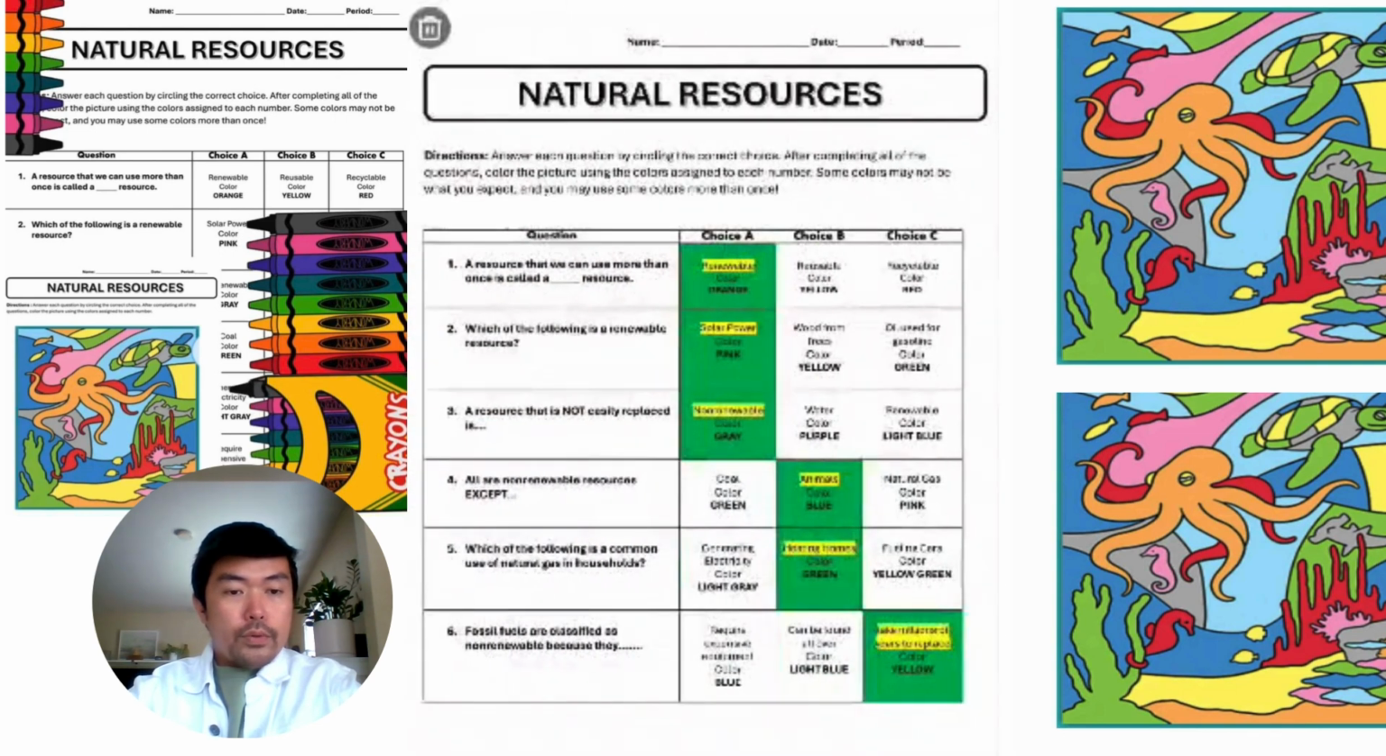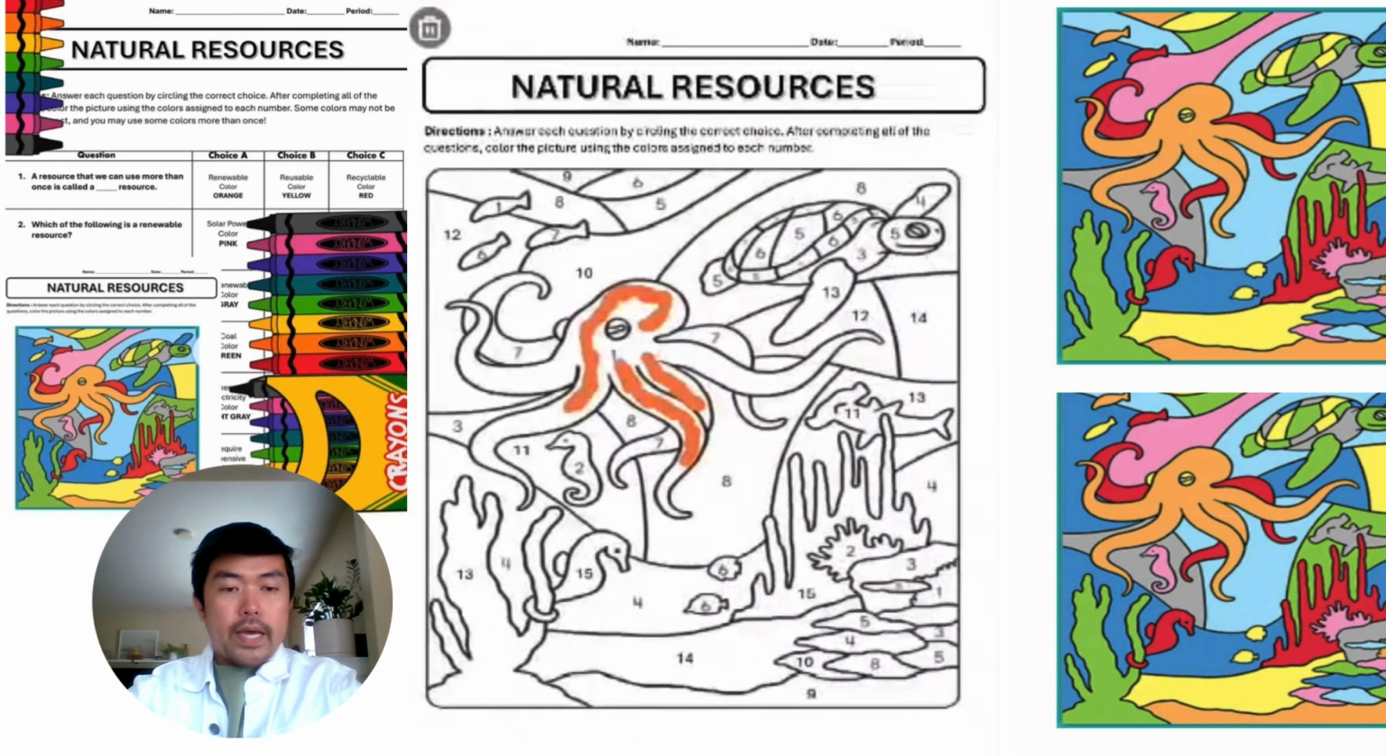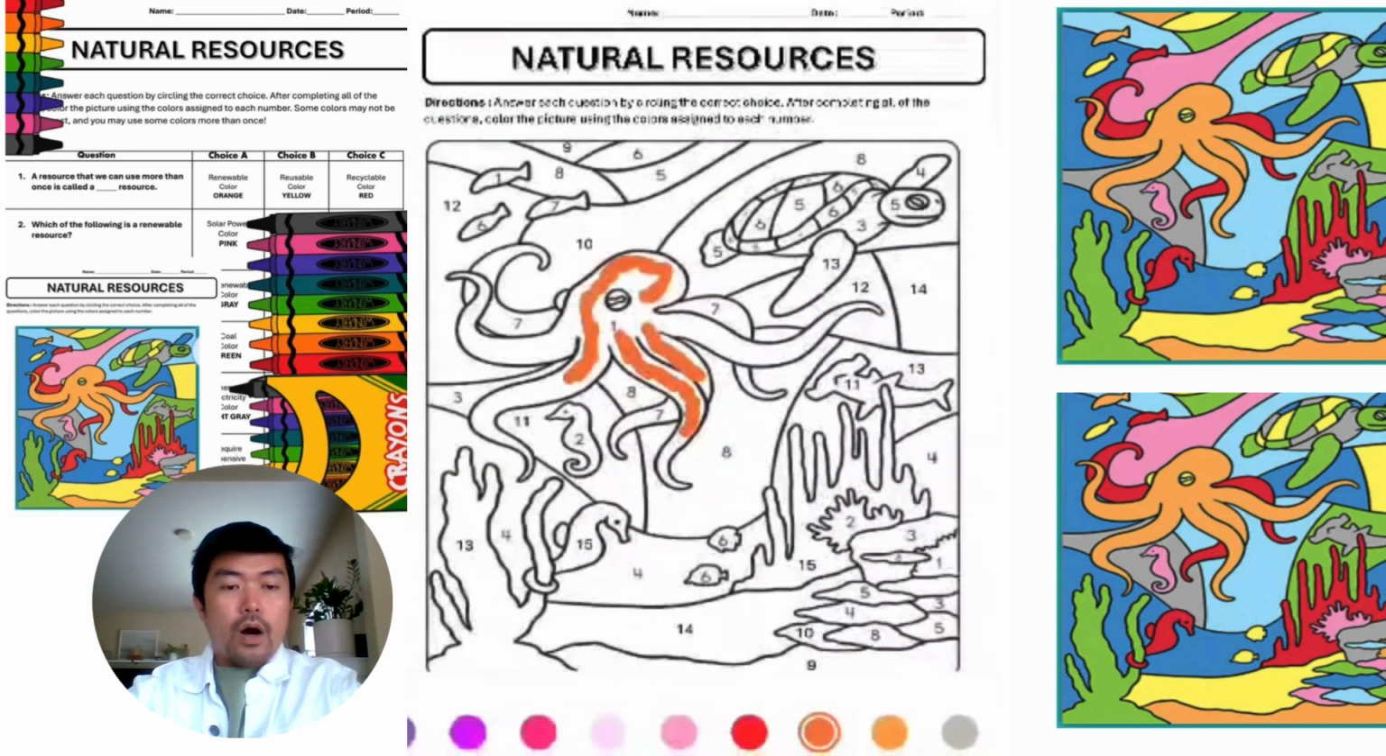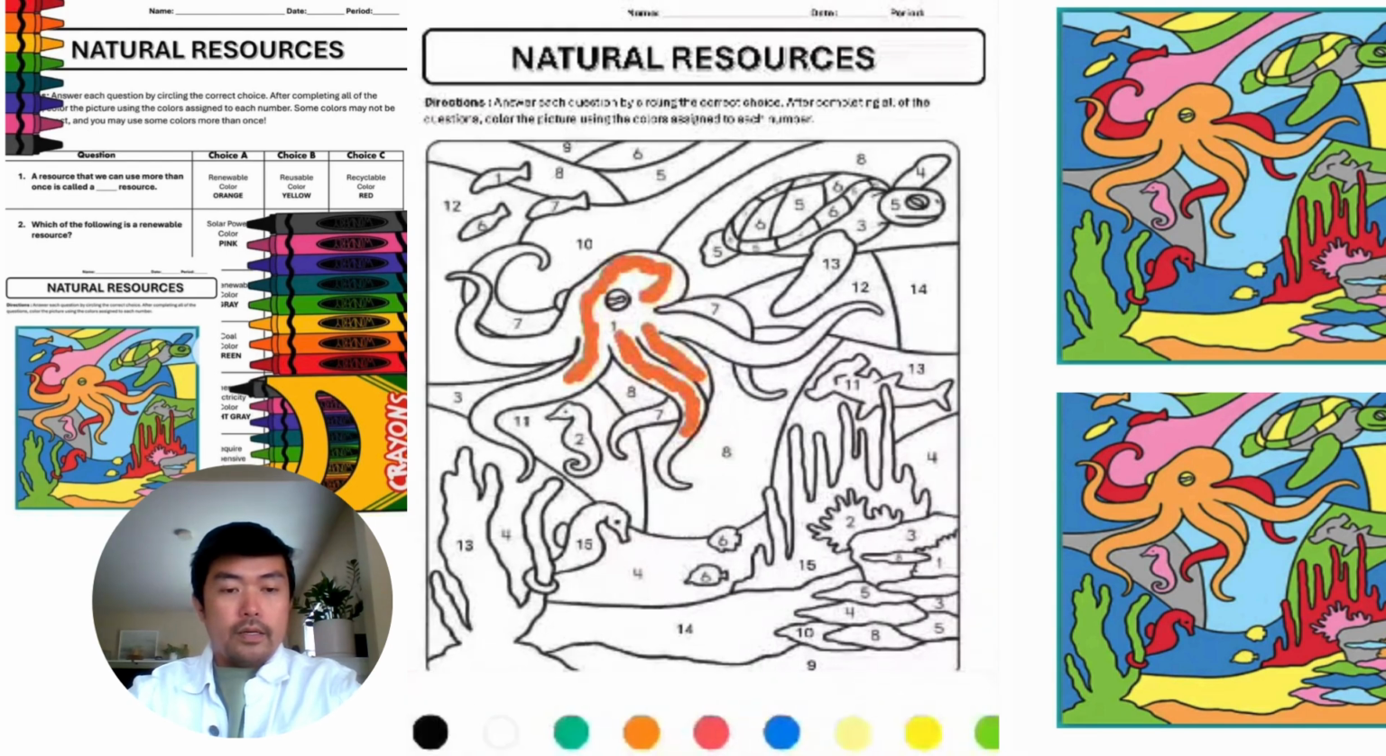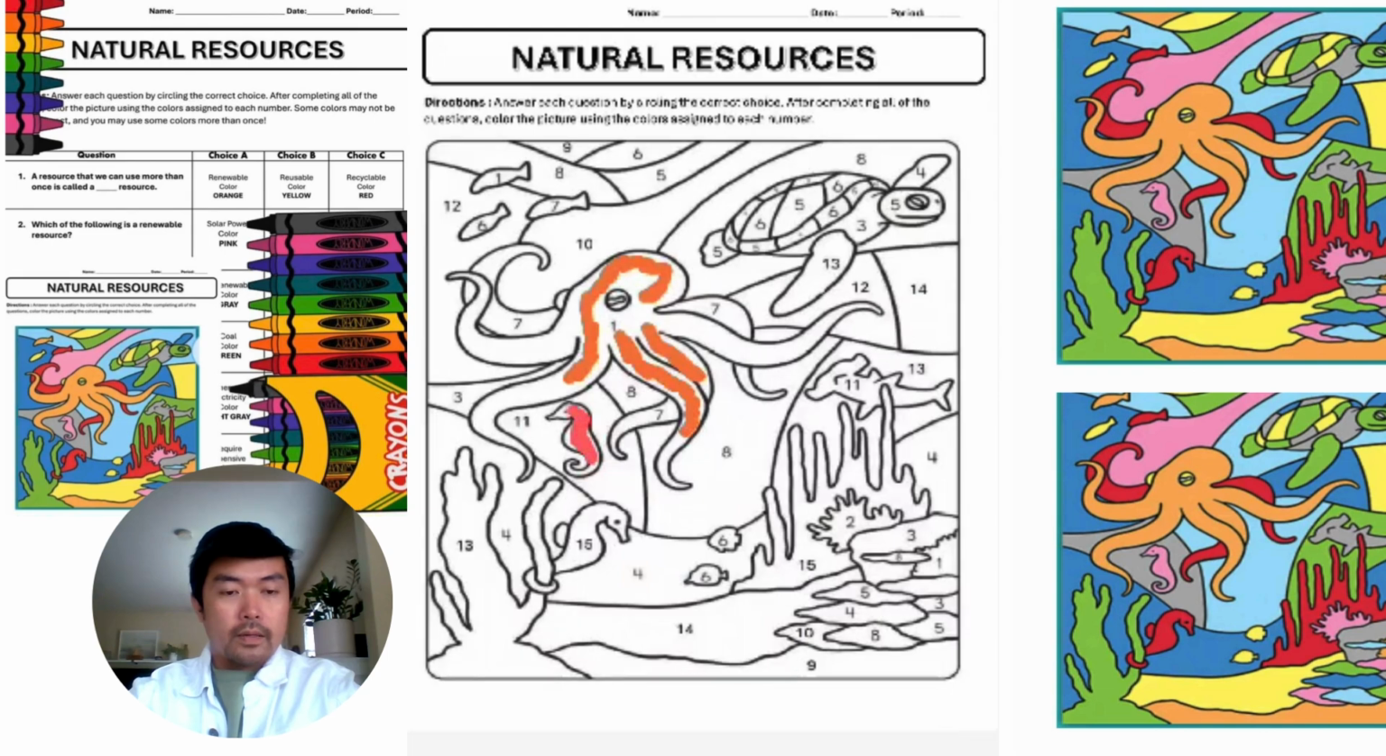And number two, it's pink. So you color all number two with pink color. So you look first for all number two and then you color it with pink. So once you are all done coloring number two with pink, we can proceed now to question number three.